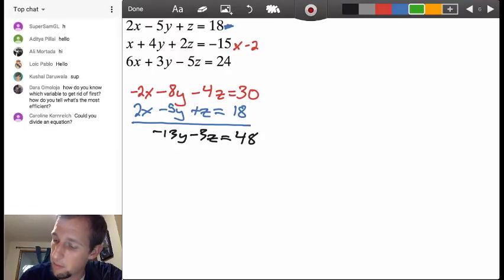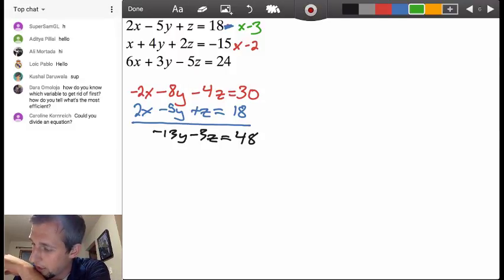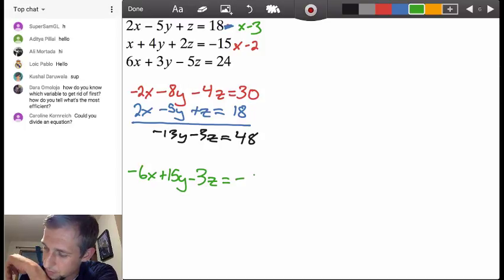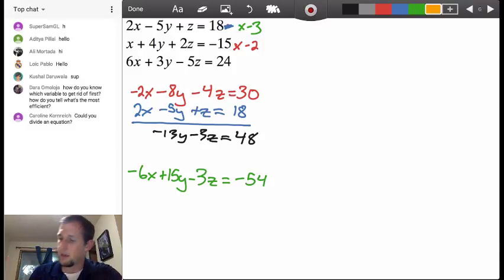So I'm going to multiply that first one by negative 3, and I'll stick that result in green over here. So I get negative 6x plus 15y minus 3z equals negative 54. What colors do I have left? Oh, I got yellow left. And then I'm going to take this last one in yellow, and I'm going to leave it exactly as it is.